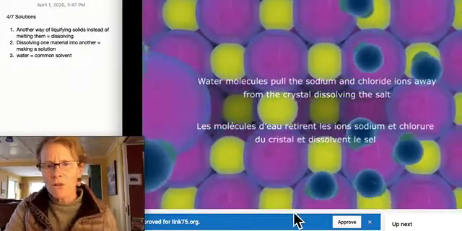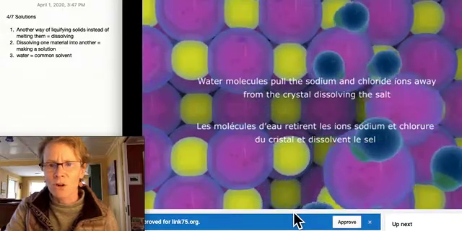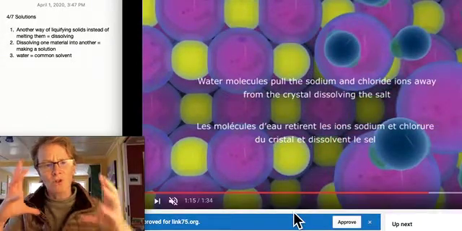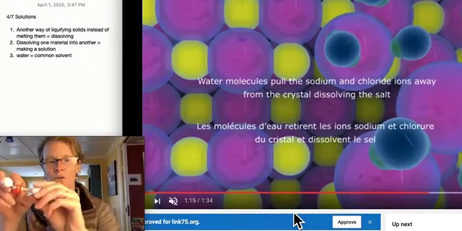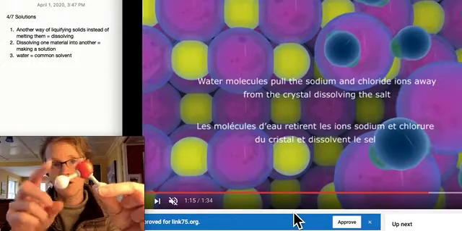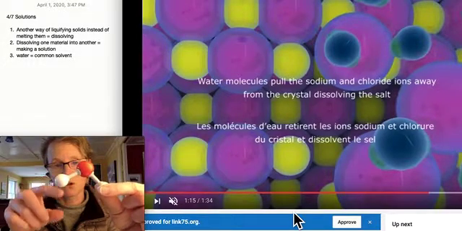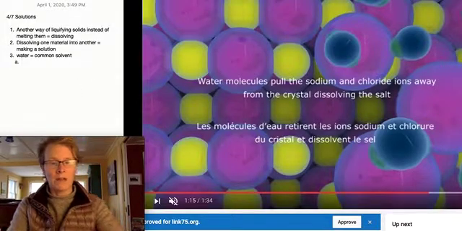So water molecules pull the sodium and chloride ions away from the crystal, dissolving the salt. The word ion refers to an atom that has a charge. And to remind you, I don't know if you remember this, but this is why water is a universal solvent. It's because one end has a slightly positive charge and the other end has a slightly negative charge. And I just want to add that.